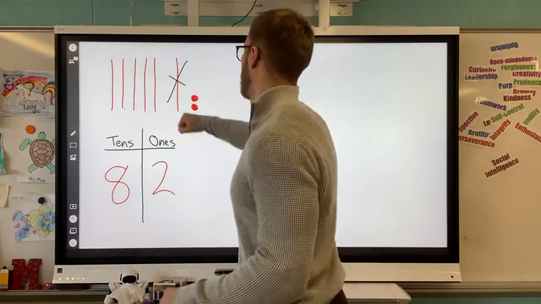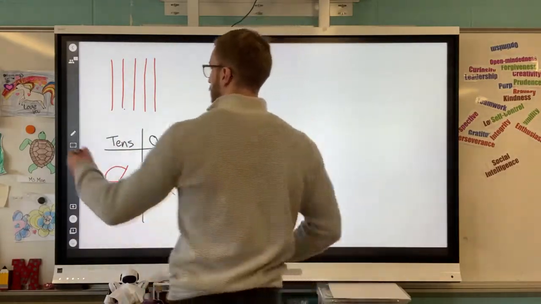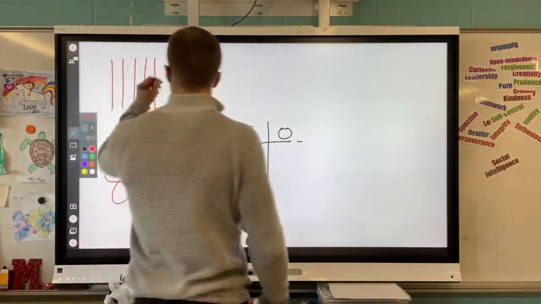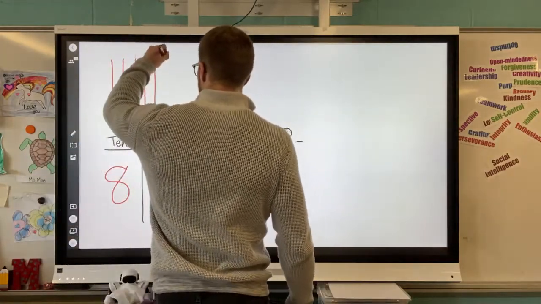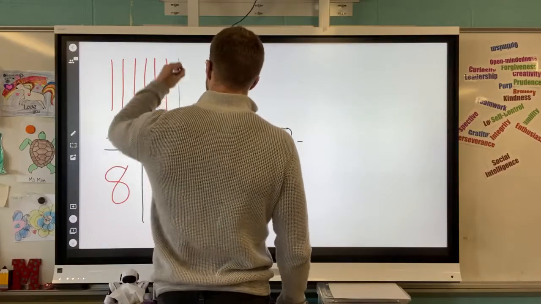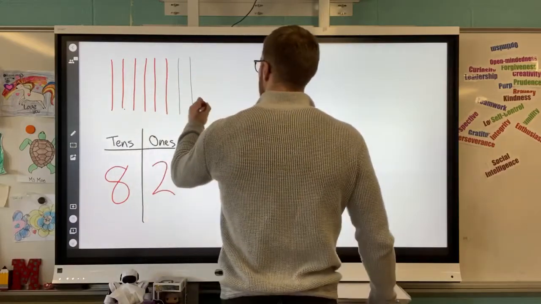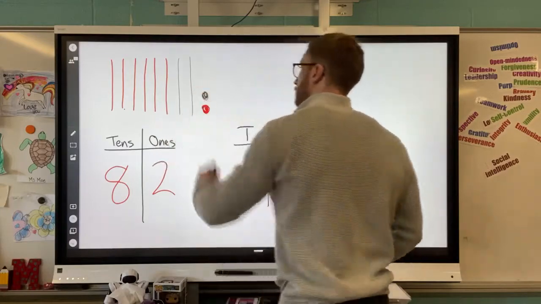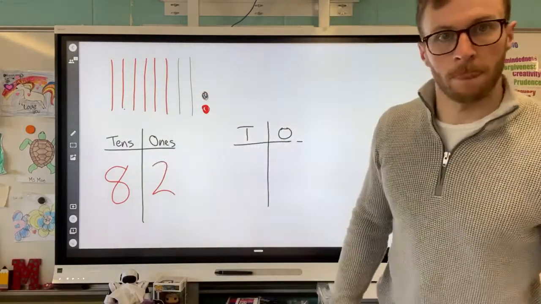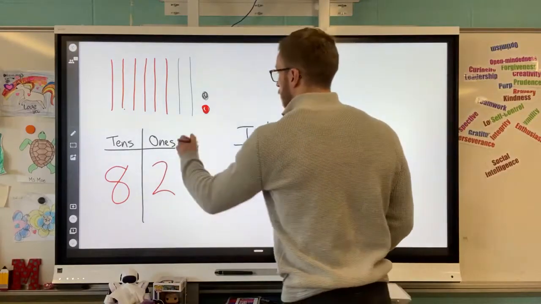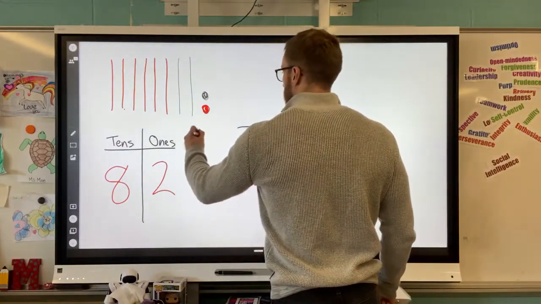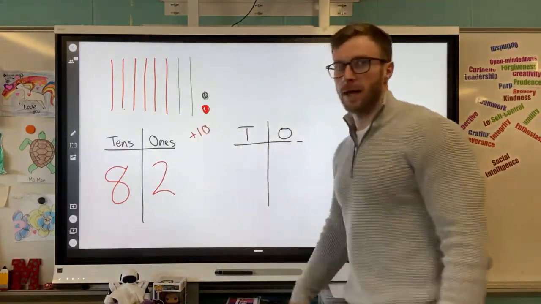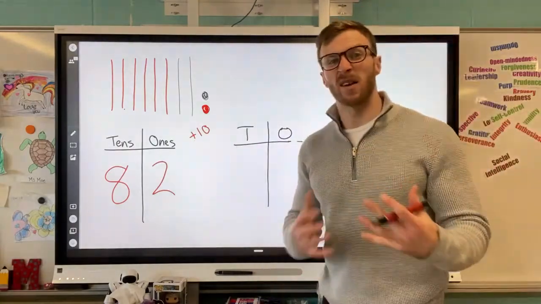And I got to change my picture. Hold on. Good. So we got 1, 2, 3, 4, 5, 6, 7, 8, 1, 2. I don't know why my colors are changing, but we're gonna go with it. Okay, so I just want to do plus 10. Let's do plus 10. I want you to think, make a prediction.